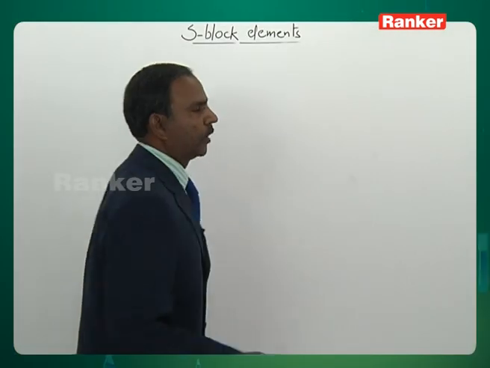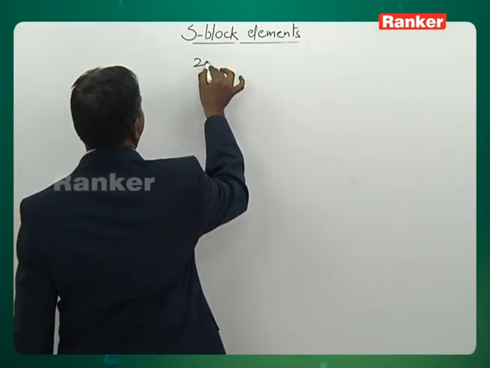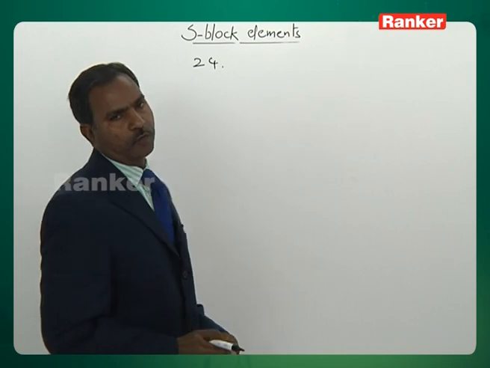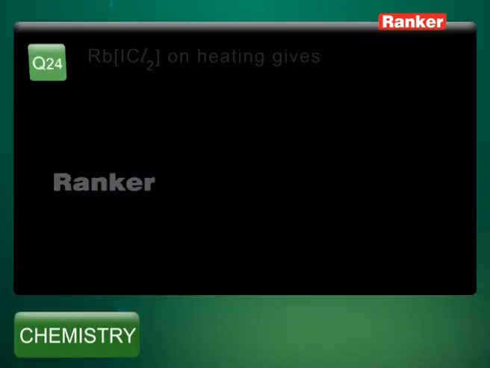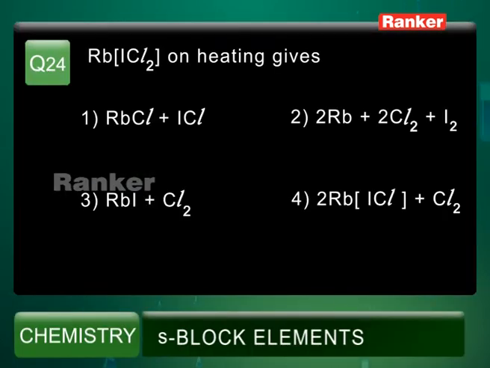Coming to question number 24. Rubidium ICl2 on heating gives. Option 1, RbCl plus ICl. Option 2, 2Rb plus 2Cl2 plus I2. Option 3, RbI plus Cl2. Option 4, 2RbICl plus Cl2.